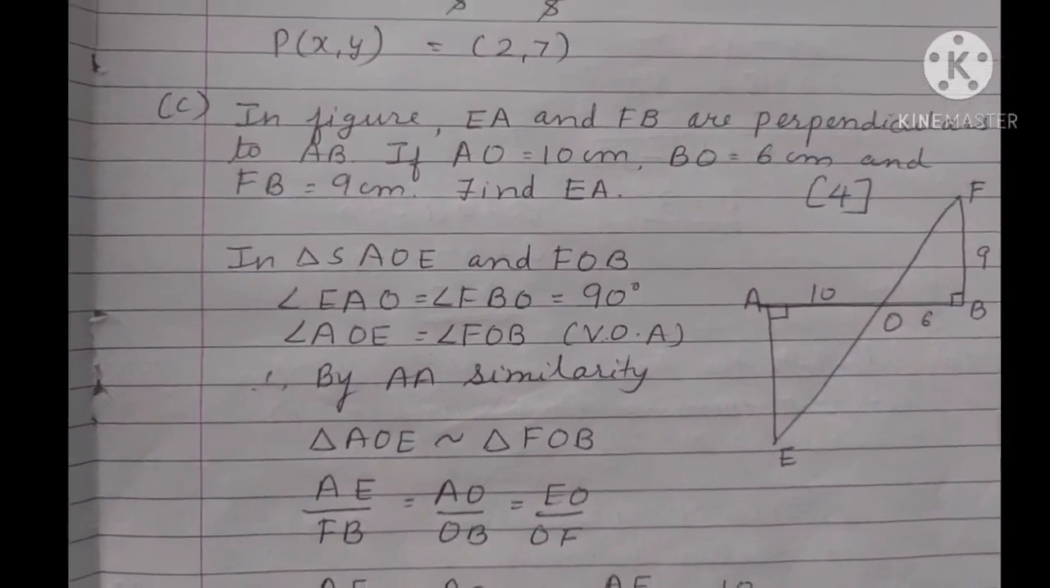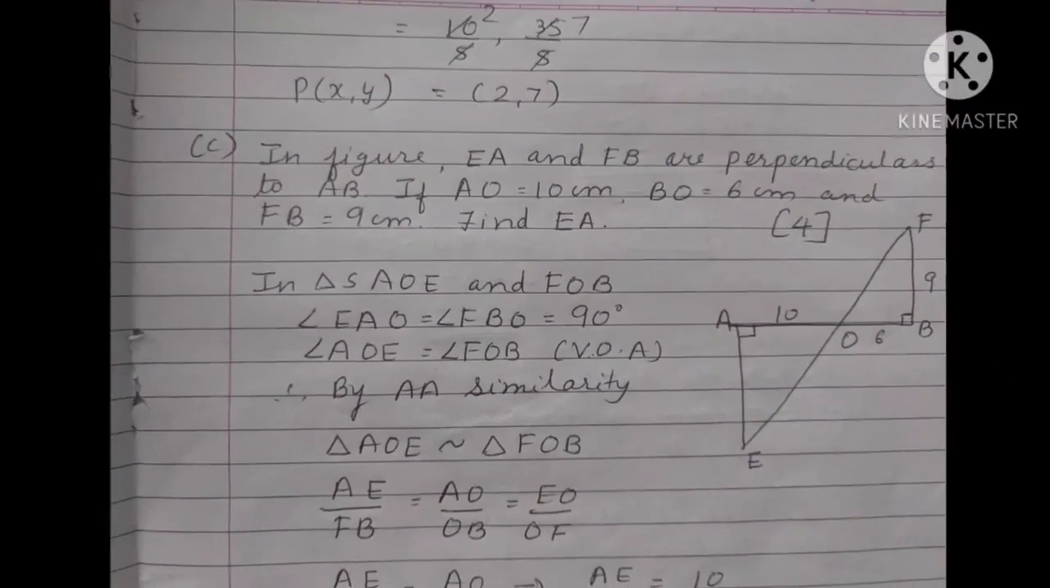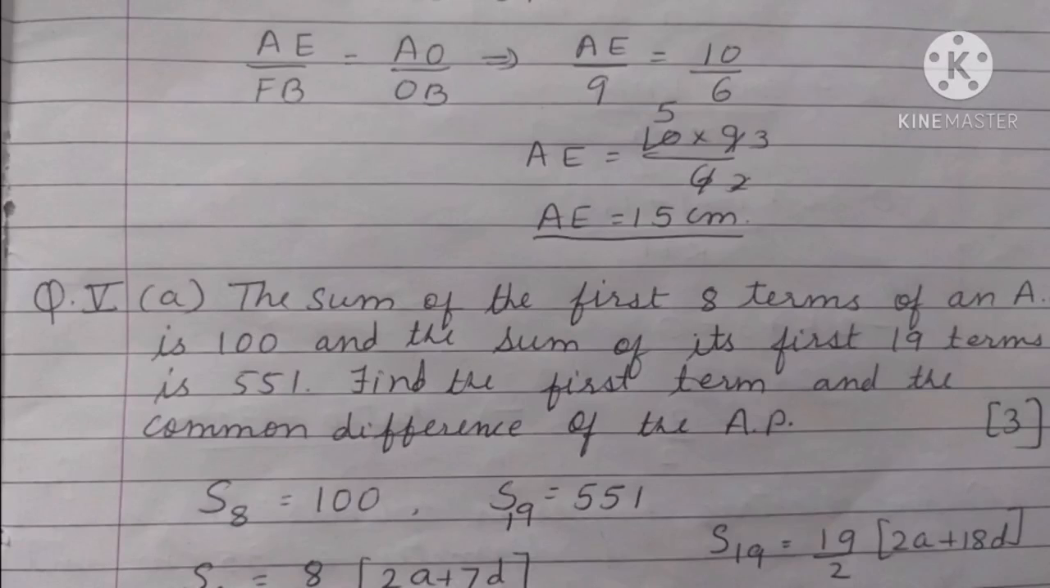Now placing the values in this, we get the answer AE. So here AE upon FB is equal to AO upon OB, so AE upon 9 is equal to 10 by 6. So we get AE is equal to 15 centimeters as our answer.